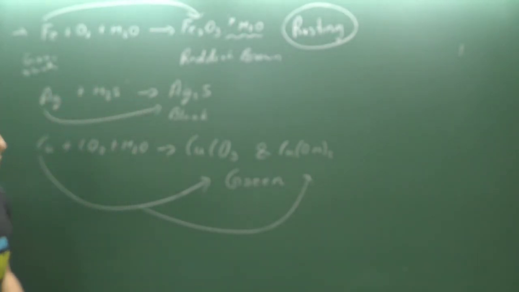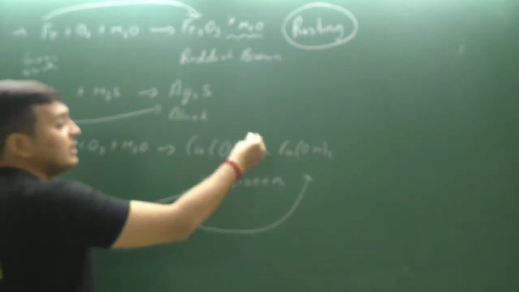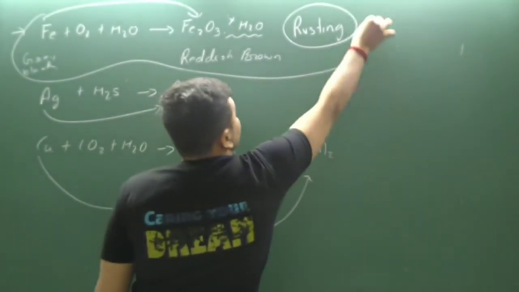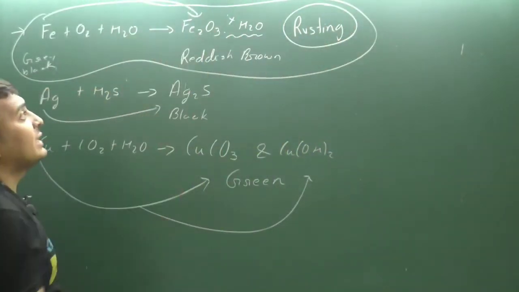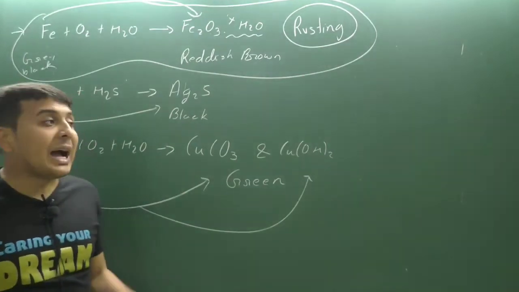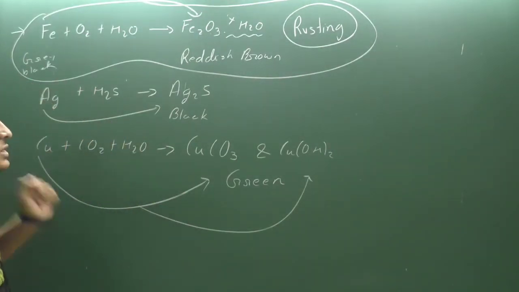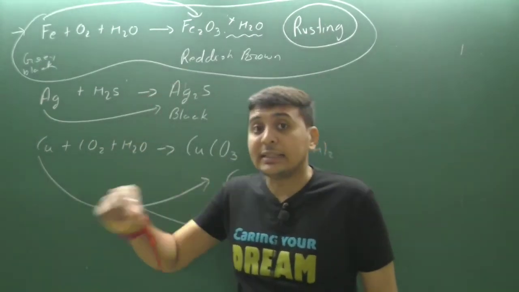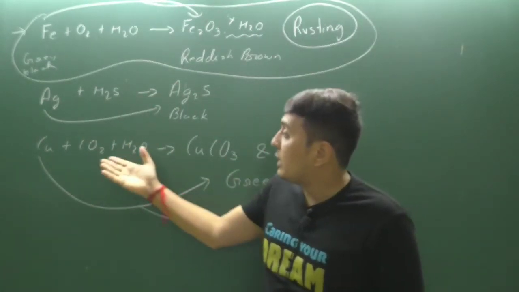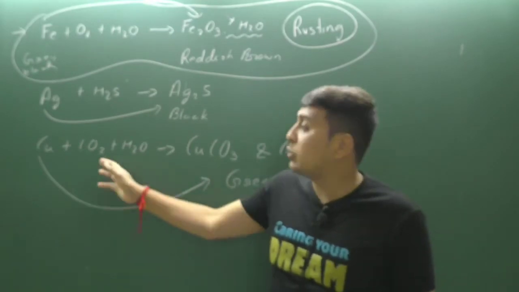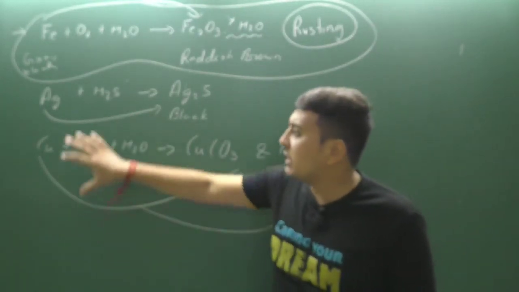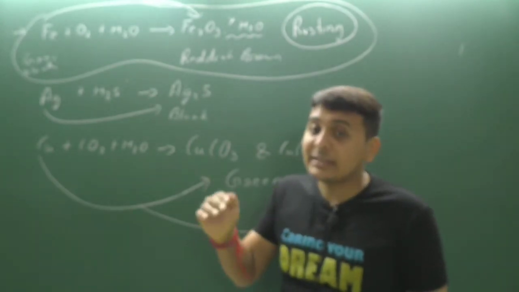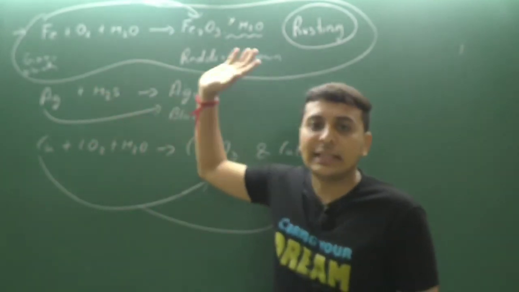Clear? Now out of these reactions, this reaction is quite fast. Why? Because iron is more reactive as compared to silver and copper. Iron gets easily reacted as compared to copper and silver. Silver and copper are less reactive elements, so iron gets easily reacted.